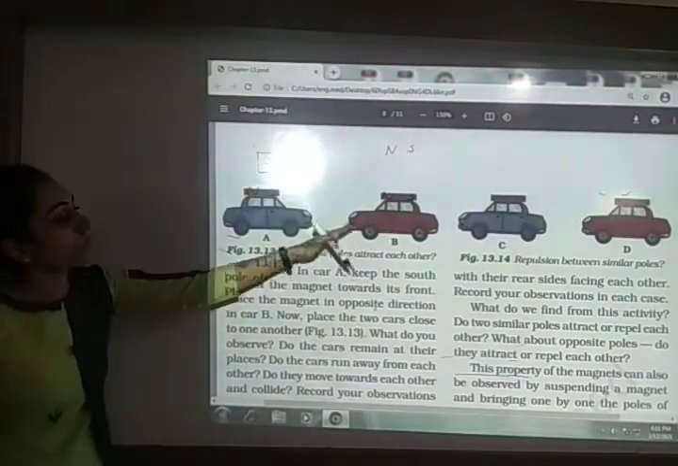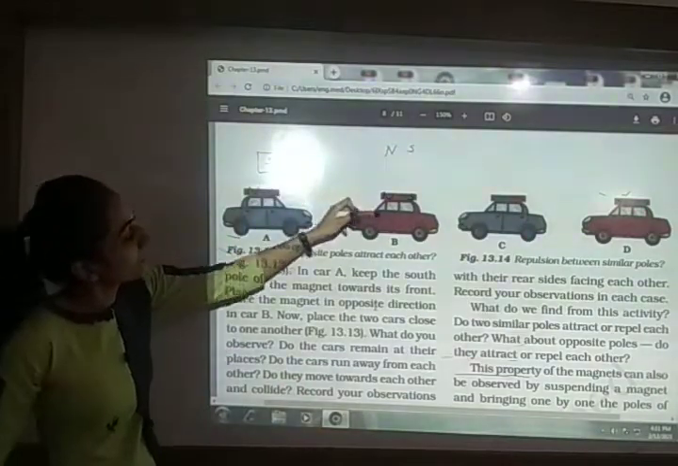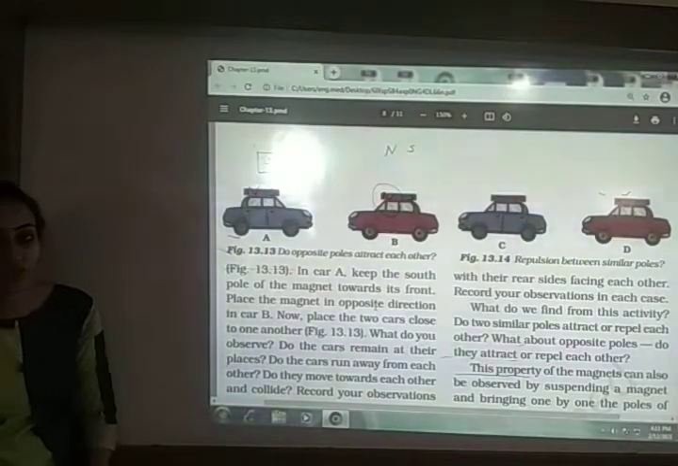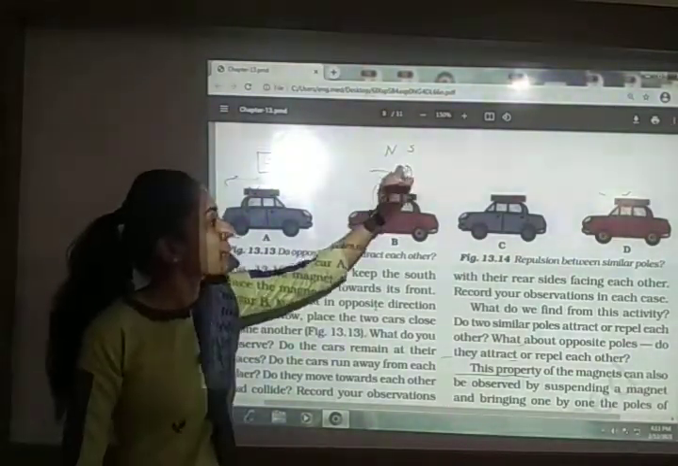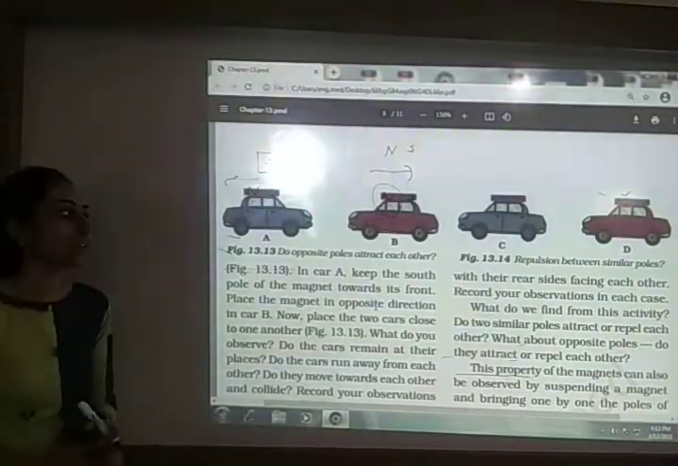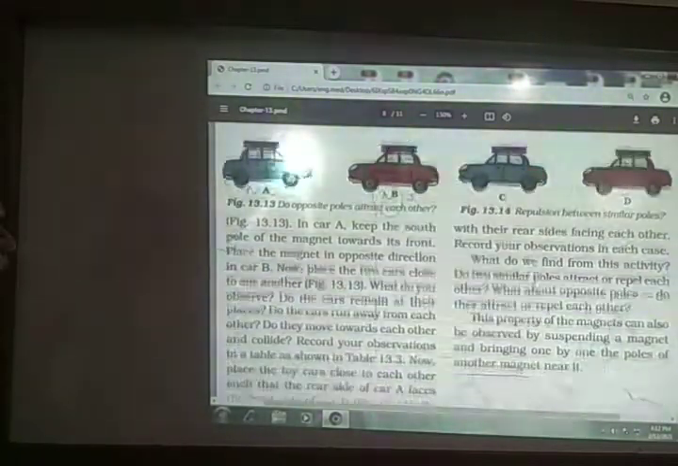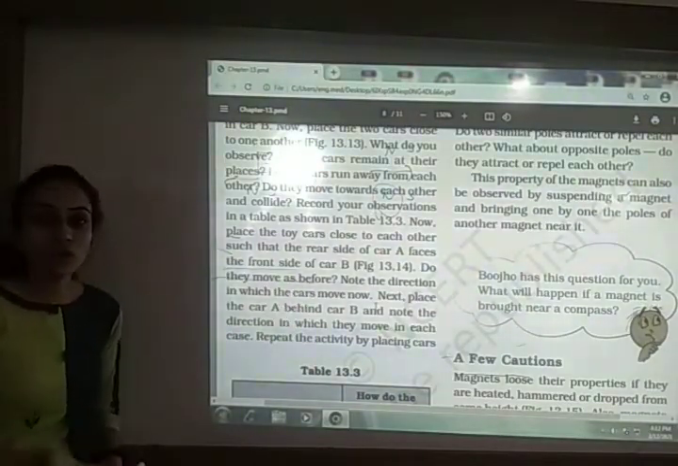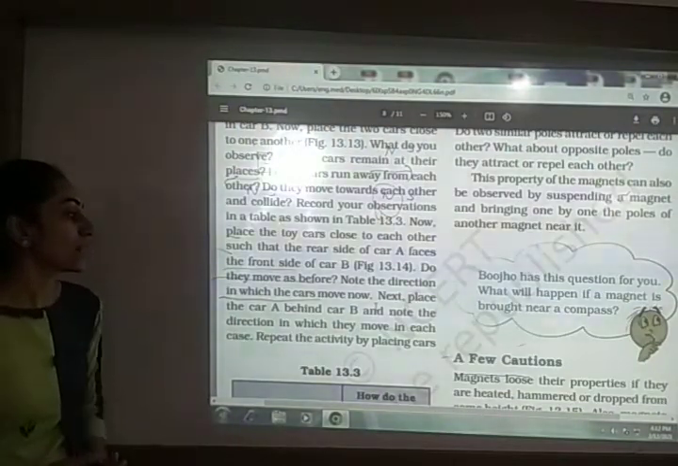Then bring these two cars near each other. You will find that here the north pole is there and here again the north pole is there, so they will repel each other. This car will move in this direction and this car will move in this direction. They both are moving away from each other, in opposite directions. That is the second situation. Do they move as before? No. Now they are moving away from each other, not in the direction in which the cars moved before.